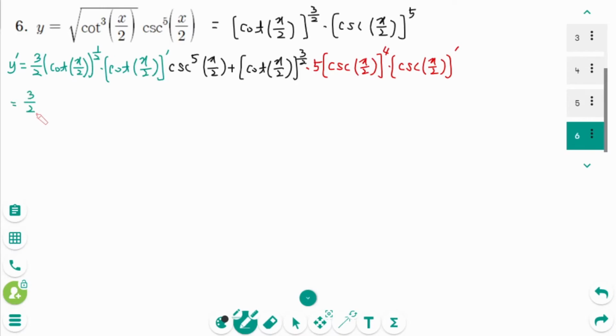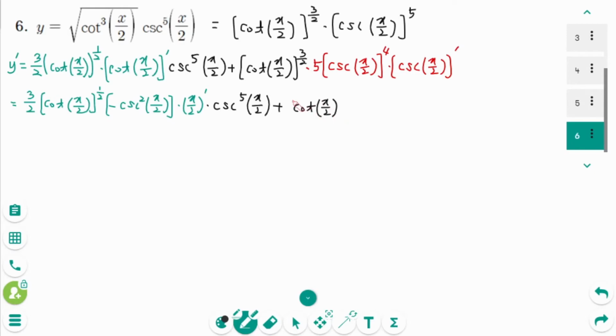That equals 3 over 2 cotangent(x/2) to the power of 1 over 2 times cotangent(x/2) prime, which equals minus cosecant squared of x/2 times (x/2) prime, times cosecant to the power of 5 of x/2, plus cotangent(x/2) to the power of 3 over 2 times 5 cosecant to the power of 4 of x/2 times cosecant(x/2) prime, which is minus cosecant(x/2) cotangent(x/2) times (x/2) prime.